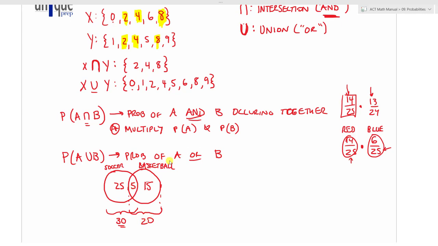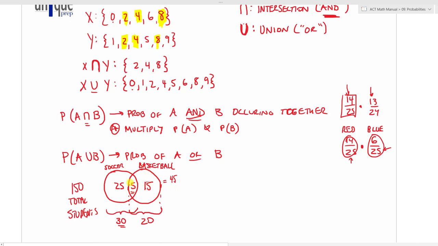Now, let's also say that there are, I don't know, 150 total students at this school. So this is what our Venn diagram looks like. We've got 150 total students. There are 30 who play soccer. There are 20 who play basketball, with this 5 overlap between the soccer and the basketball. So what this means is that there are a total number of students of 25 plus 5 is 30, plus 15. So there's 45 total students who play soccer or basketball, right?